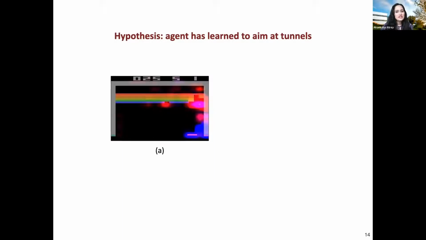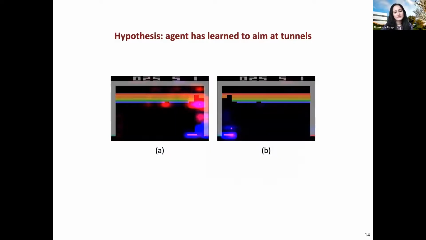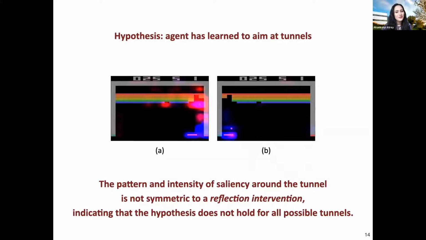If so, this should be the case for all tunnels across the game, right? However, what we try to do in B is intervene on the ball, paddle, and brick pattern by reflecting it across the vertical axis. So we just swap the frame. And we notice that the saliency around the tunnel is not symmetric in the reflection intervention, which indicates that the hypothesis doesn't hold for all tunnels. It may just hold for the tunnels on the right-hand side, but we don't know that. And the idea is that our original hypothesis is incorrect.